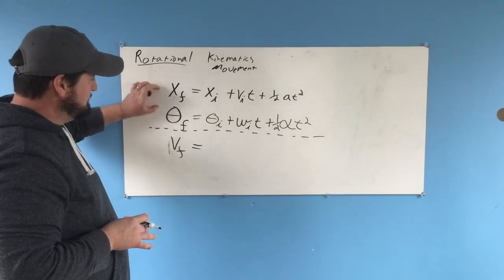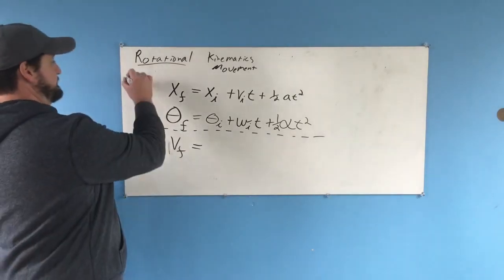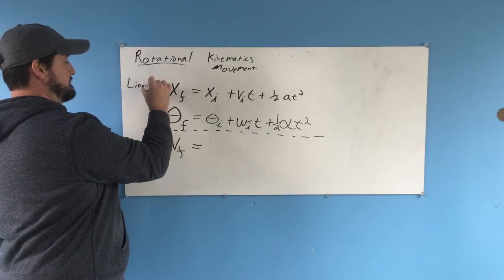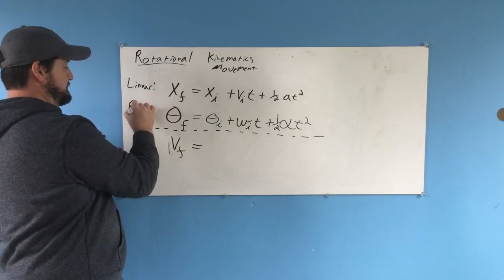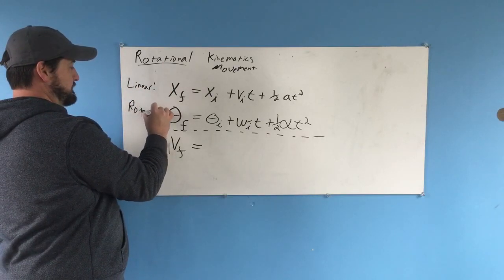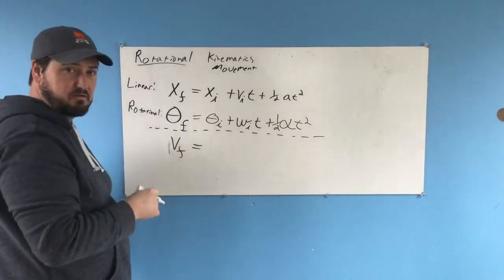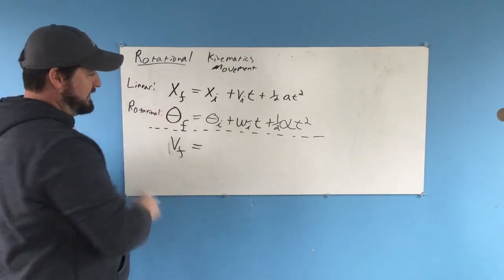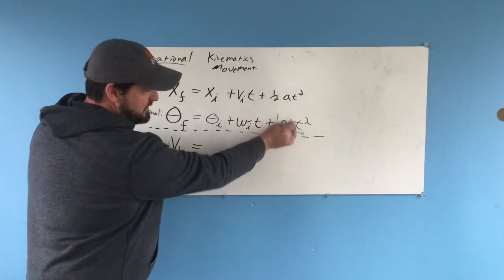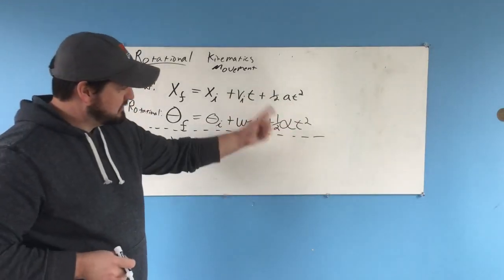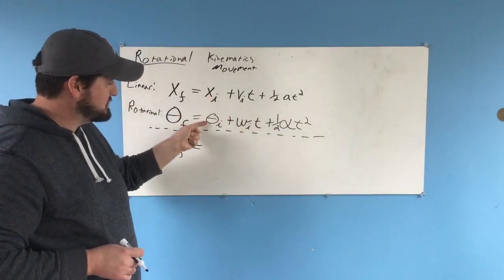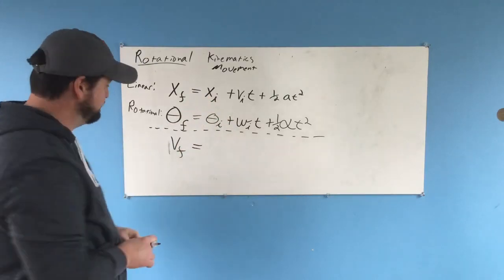So if we want to know our position, there you go. Linear version, rotational. And you can see they're pretty much identical. We're just swapping a theta in for an x, an omega for a v, and an alpha for an a, right? These are all just the rotational version of that, okay?